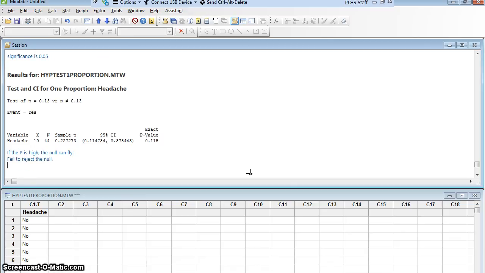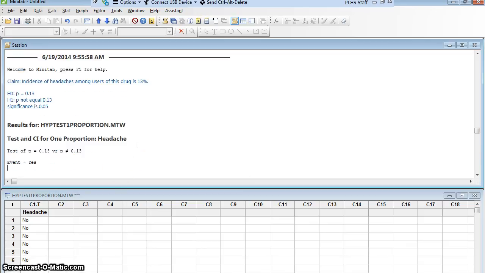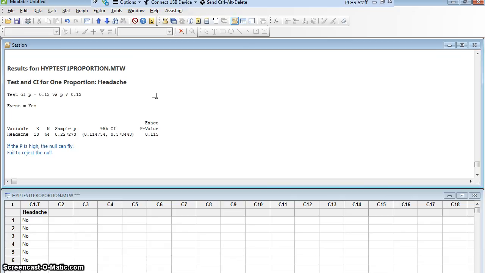Now, let me state my conclusion in terms of the original claim. Remember the original claim, which I have gone down a little too far, but the original claim was the incidence of headaches among users of this drug is 13%. I am not saying that's true. That's a null. I never accept a null. Instead, I'm failing to reject it. There is not enough evidence, and you can say at 5% significance or at 95% confidence if you want, to reject the claim that the incidence of headaches among users of this drug is 13%.